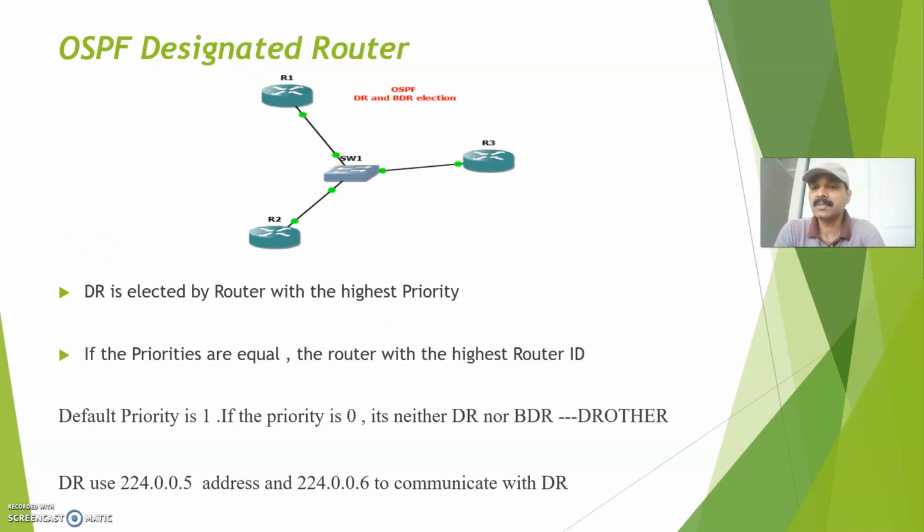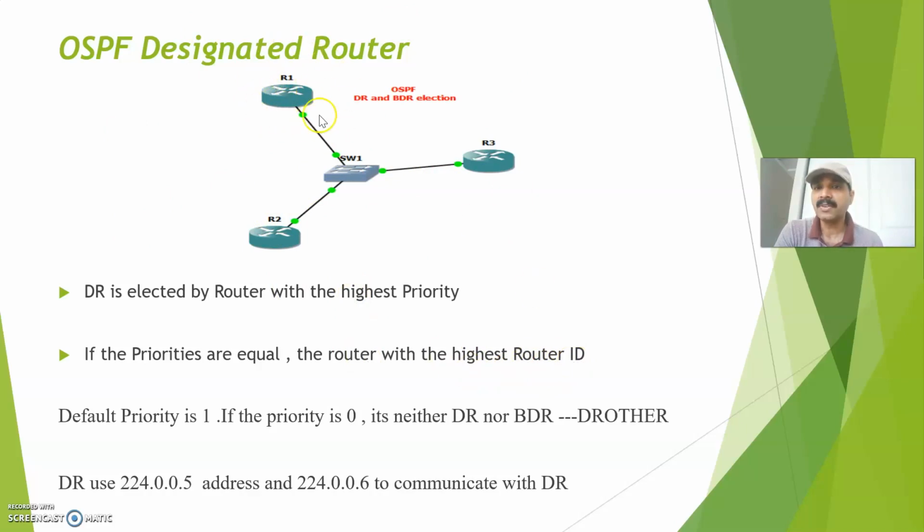Now let us understand what is an OSPF designated router. The DR is selected as the router with the highest priority or with the highest router ID. It is always selected in a multi-access network where we have multiple different routers, right? R1, R2 and R3. Assume R1, R2 and R3 are all using the default priority. In that case, it will go for the highest router ID. The router ID can be the highest IP address or the highest loopback address.